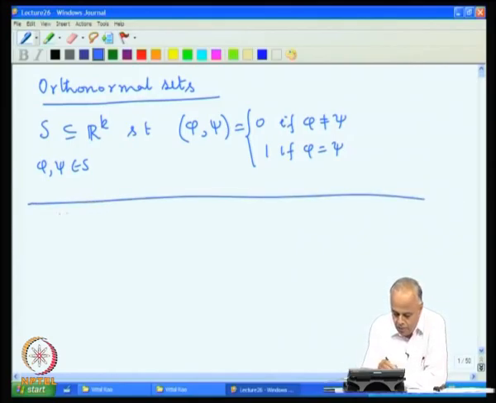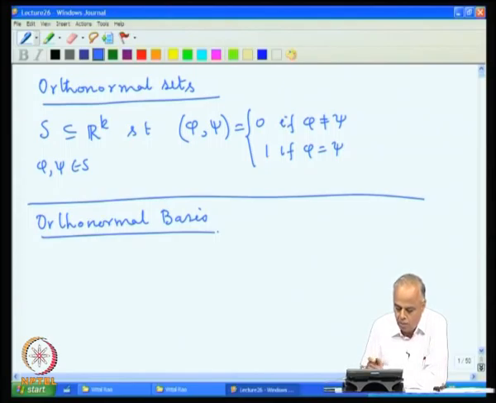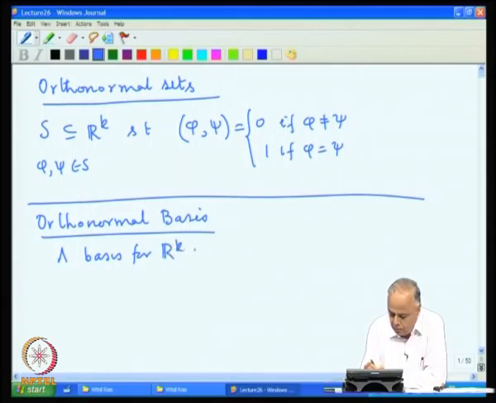And then we had the notion of an orthonormal basis. So, a basis which is an orthonormal set is called an orthonormal basis. So, a basis for R k which is an orthonormal set is called an orthonormal basis.